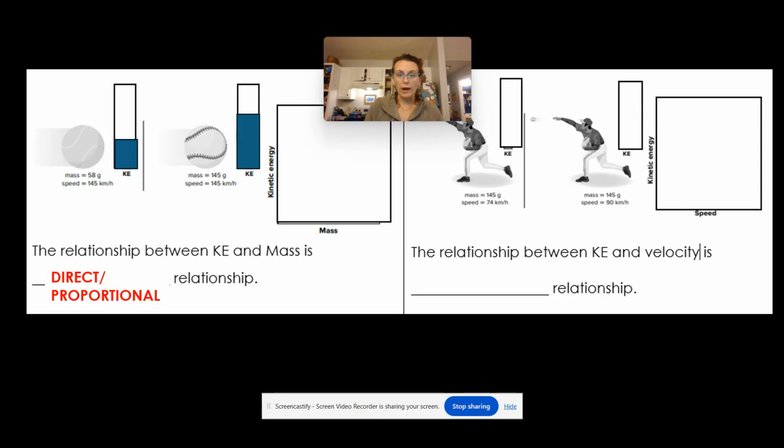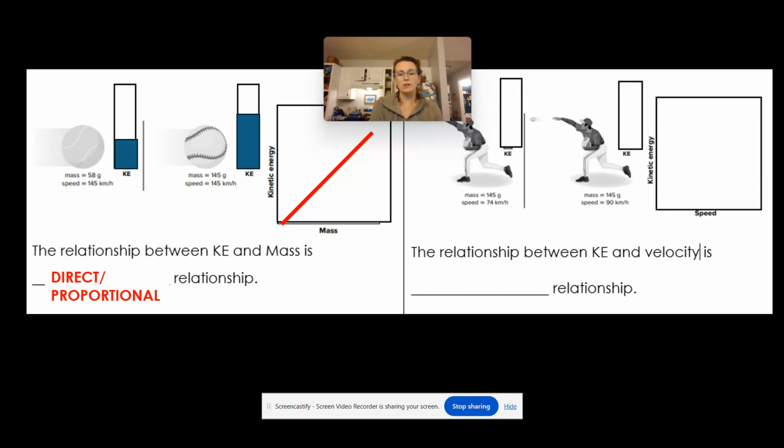And when we graph mass compared to kinetic energy, this is what we're going to get. We're going to get a nice straight linear line, all right? Because as one goes up, the other goes up. That's all we have. It's a proportional relationship. It's not complicated. Now, when we go over to our velocity, this is where it gets a little tricky when we get to graph it, okay?